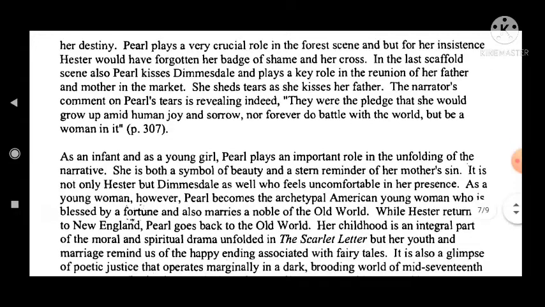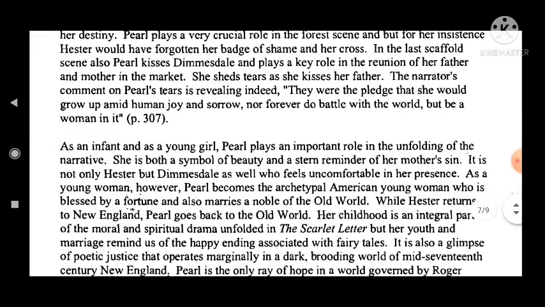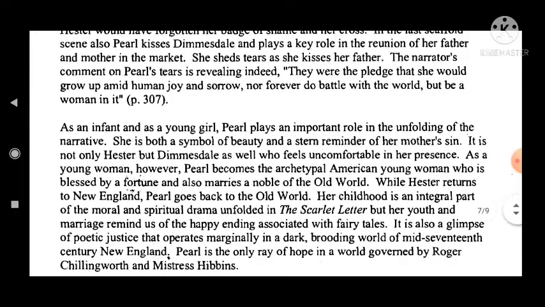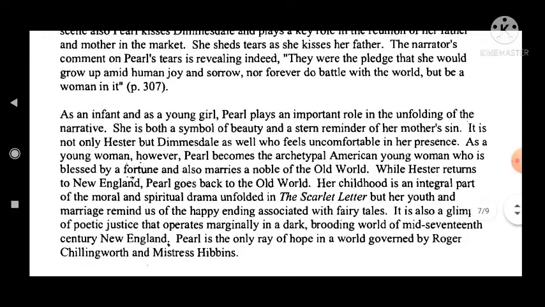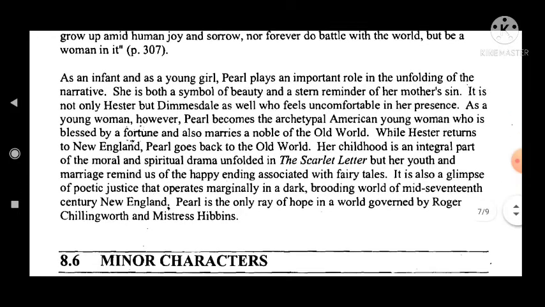In the last scaffold scene also, Pearl kisses Dimmesdale and plays a key role in the reunion of the father and mother in the marketplace. She sheds tears as she kisses her father. The narrator's comment on Pearl's tears is revealing: indeed they were the pledge that she would grow up amid human joy and sorrow, nor forever do battle with the world, but be a woman in it.